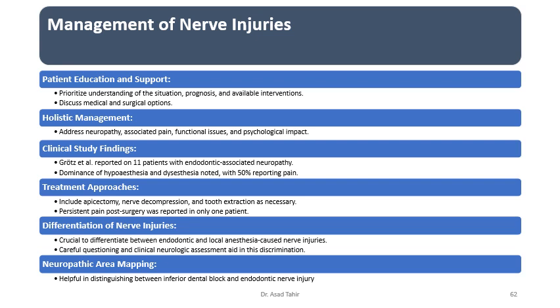Differentiation of nerve injuries. Crucial to differentiate between endodontic and local anesthesia-caused nerve injuries. Careful questioning and clinical neurologic assessment aid in this discrimination. Neuropathic area mapping. Helpful in distinguishing between inferior dental block and endodontic nerve injury.